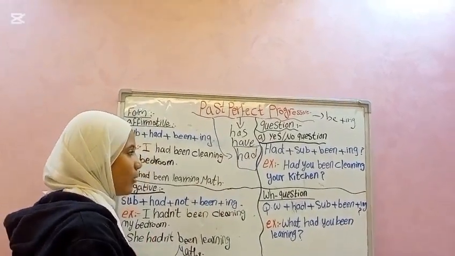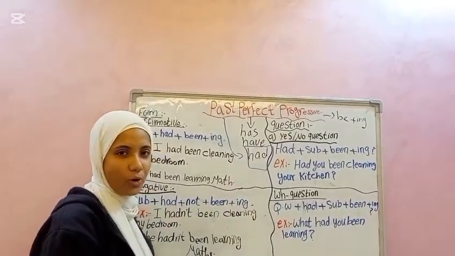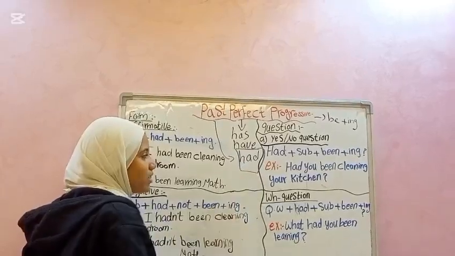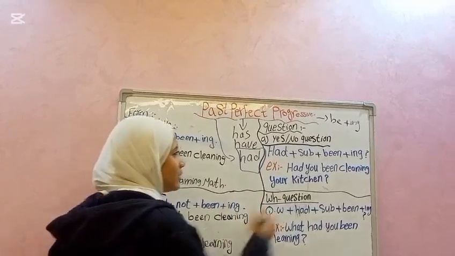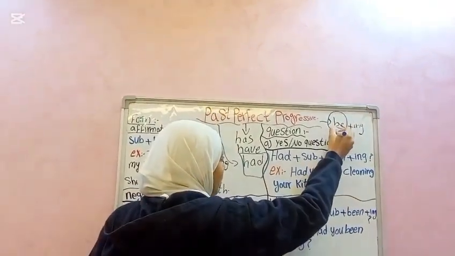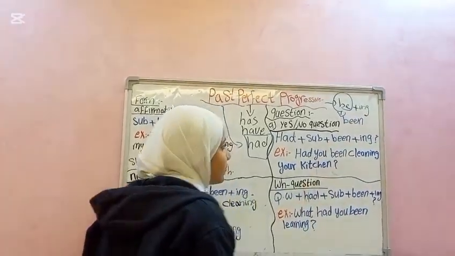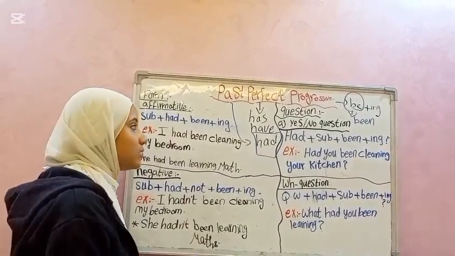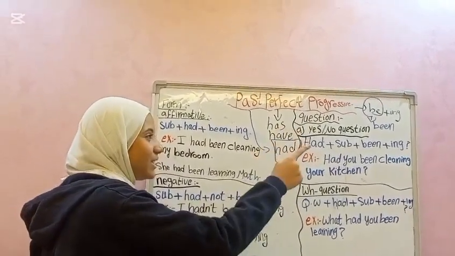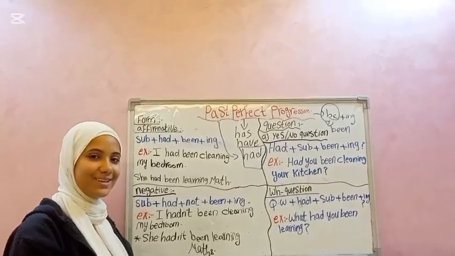The form till now is had plus be plus ing, but it's wrong because after had we must put a past participle form. So we will change be to the past participle, which is been. The form becomes had plus been plus ing, which is our form today.